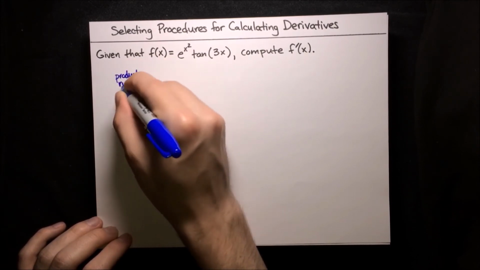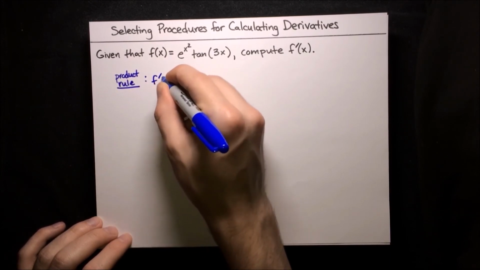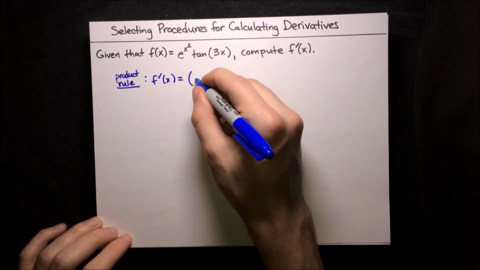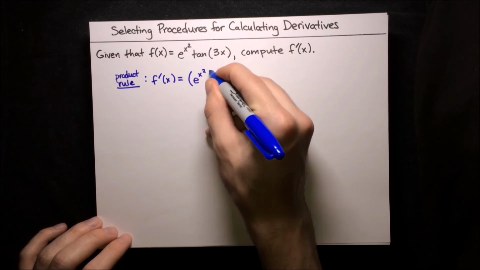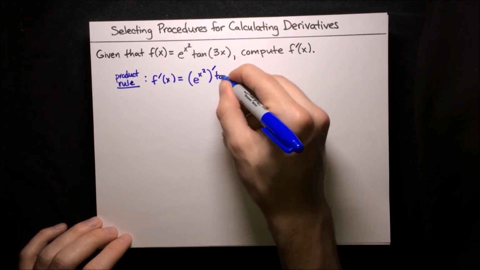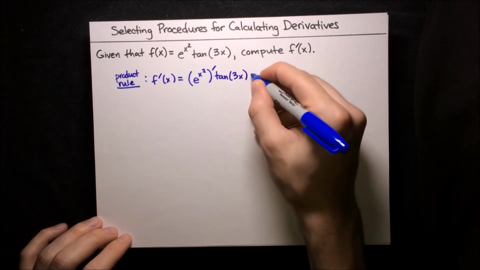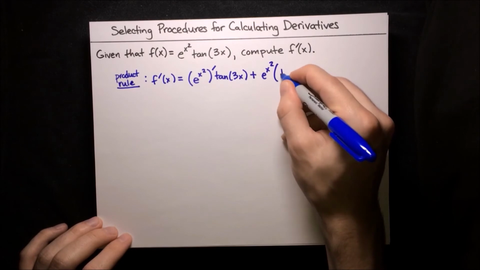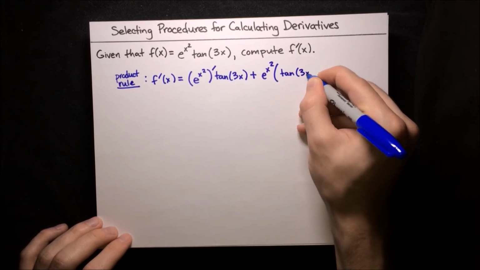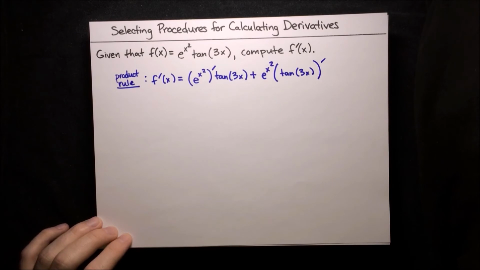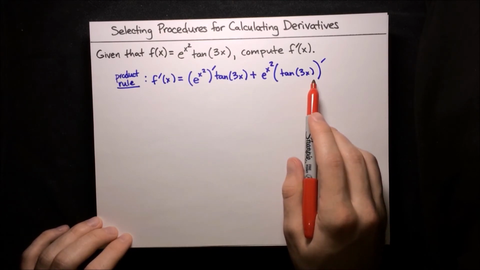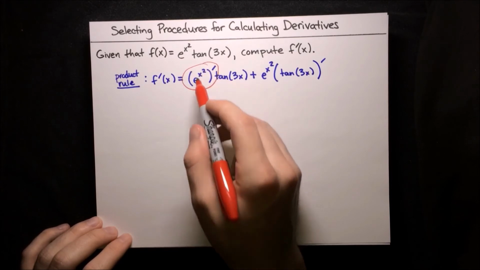Applying the product rule, we find that the derivative f prime of x is equal to the derivative of the first function in the product, derivative of e to the x squared, then times tangent of 3x, and then plus e to the x squared times the derivative of tangent of 3x. Alright, so now we have two simpler derivatives that we need to compute. There's that derivative of e to the x squared and the derivative of tangent 3x. Why don't we start off with the first derivative first, this derivative here.